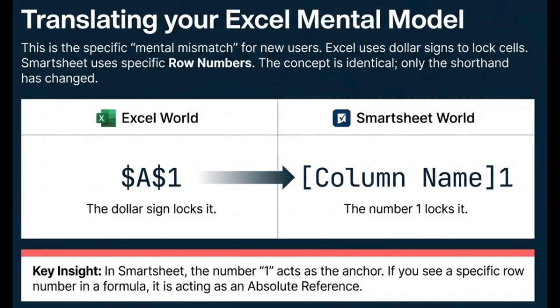Unlike Microsoft Excel, Smartsheet doesn't use dollar signs the same way. Instead, it locks based on specific row numbers, named ranges, or structured references. Absolute means this exact cell, do not move. So why does this confuse people? In Excel, you see $A$1. In Smartsheet, you see the column name with 1, or cross-sheet references inside curly brackets. It looks different, but the idea is the same. Relative adjusts, absolute locks. Smartsheet just hides the complexity behind structured references.